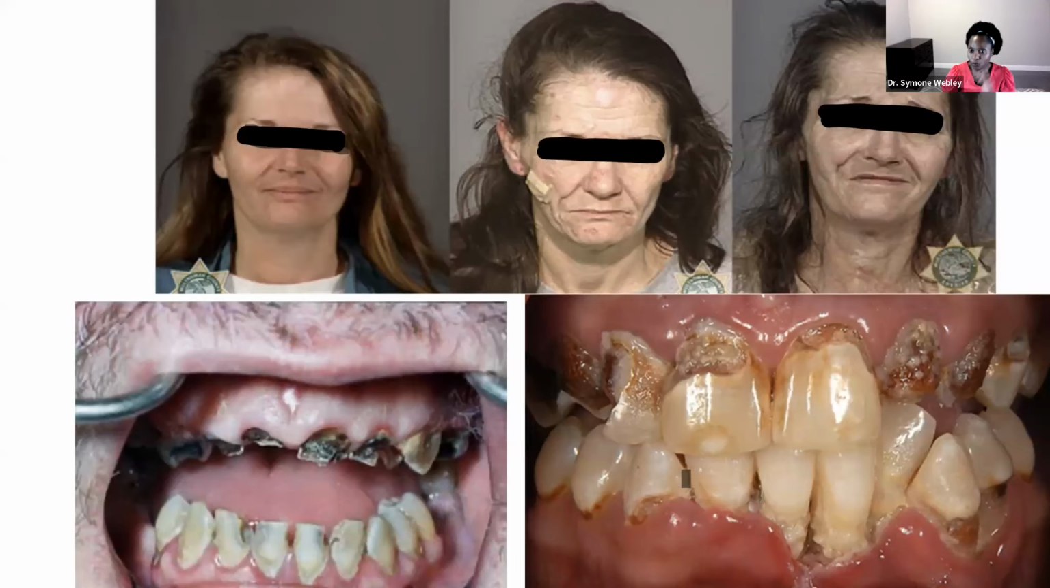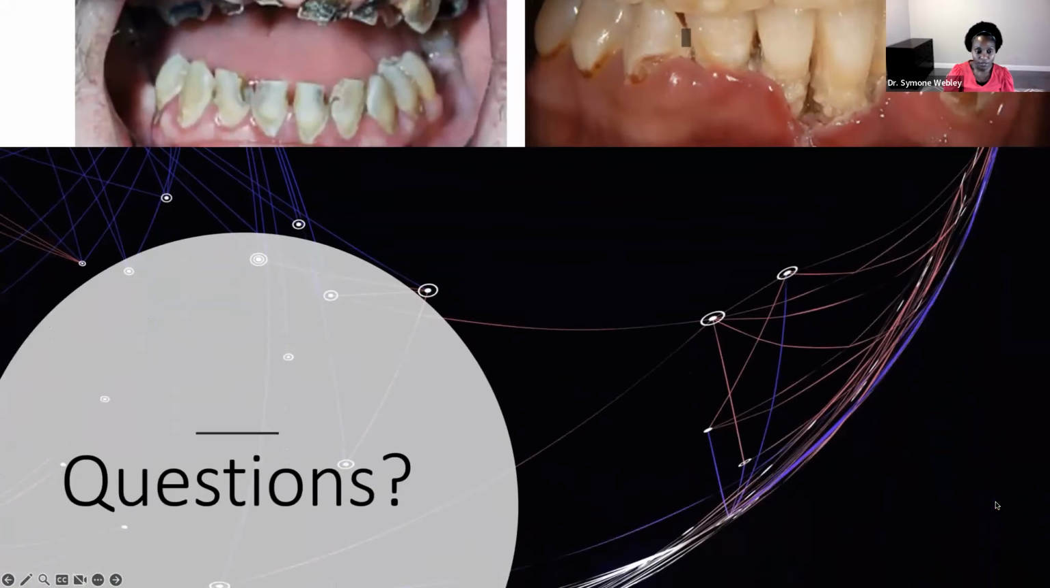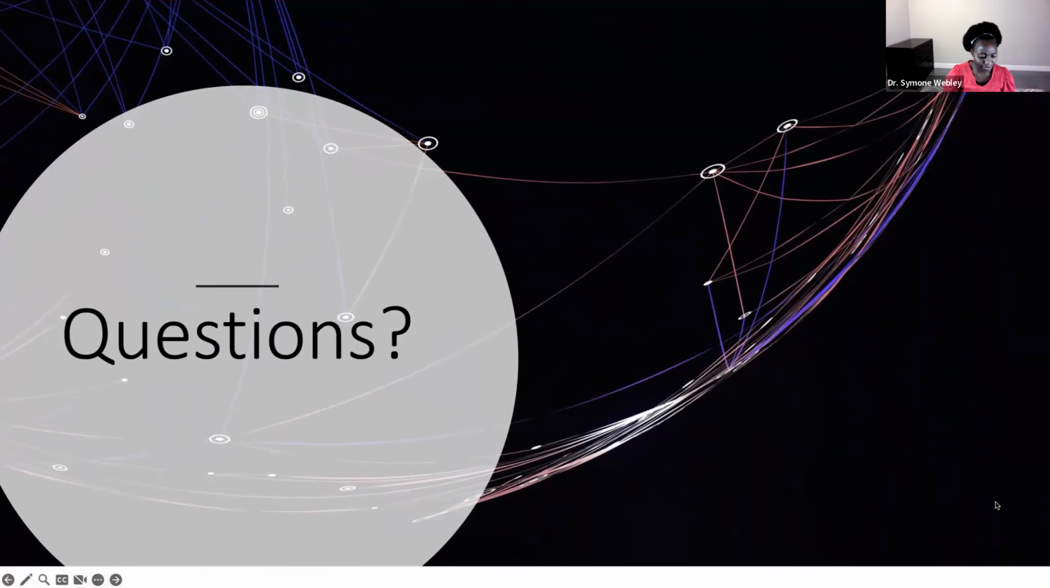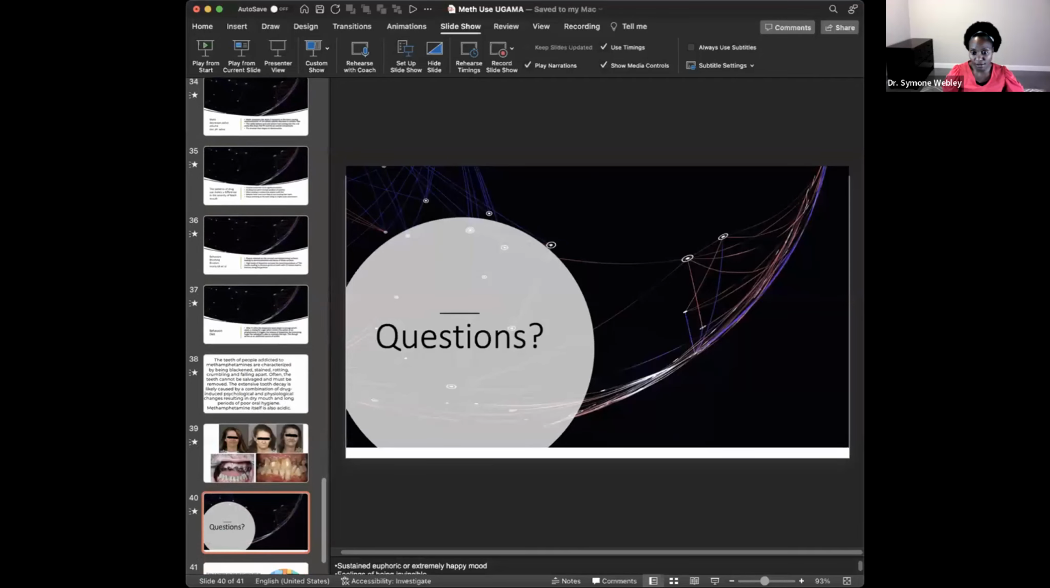When they're off or when they're not high on it and they come in, then the teeth become important. But once they're using, it's tough for them to be focused on taking care of their teeth or taking care of their body, as well as getting the high that they are seeking. And I think that was my last slide. So if there are any questions, I will take them now.